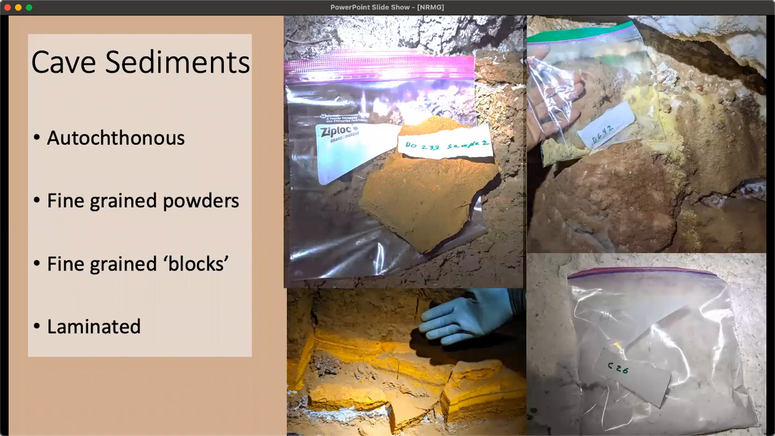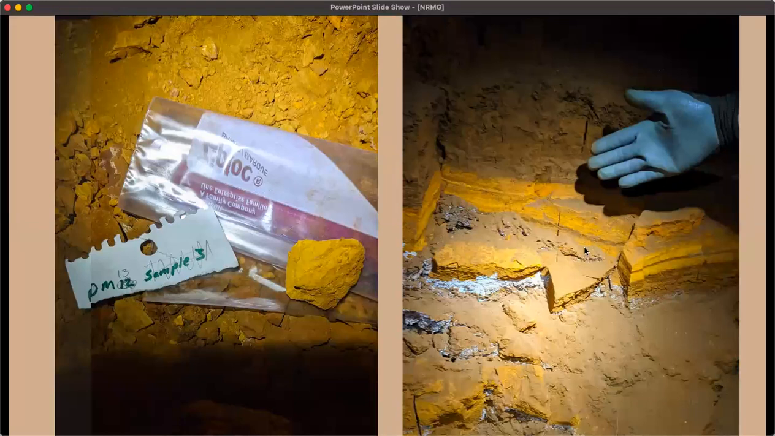Now, epigenic caves have more connection with the surface, and so this further reiterates that this is a hypogene cave. These are fine-grained powders. Sometimes the powders form into blocks, and they are laminated, which means we have a very slow-moving environment that settled these sediments out. So the next logical step was to identify these cave sediments.